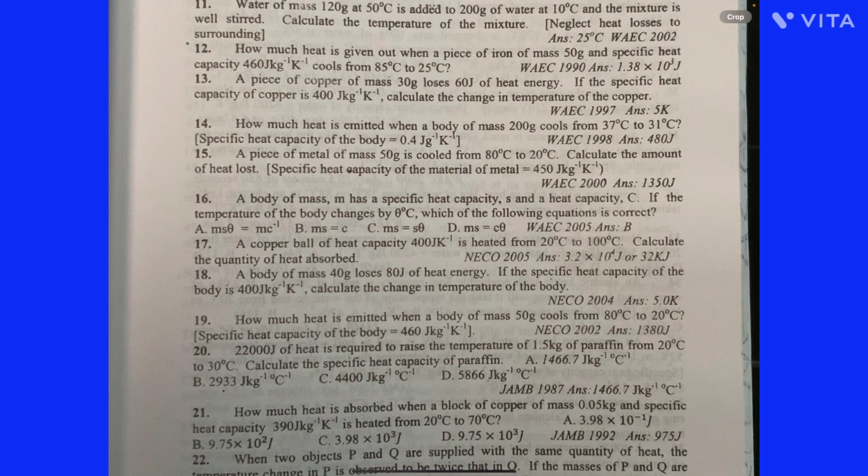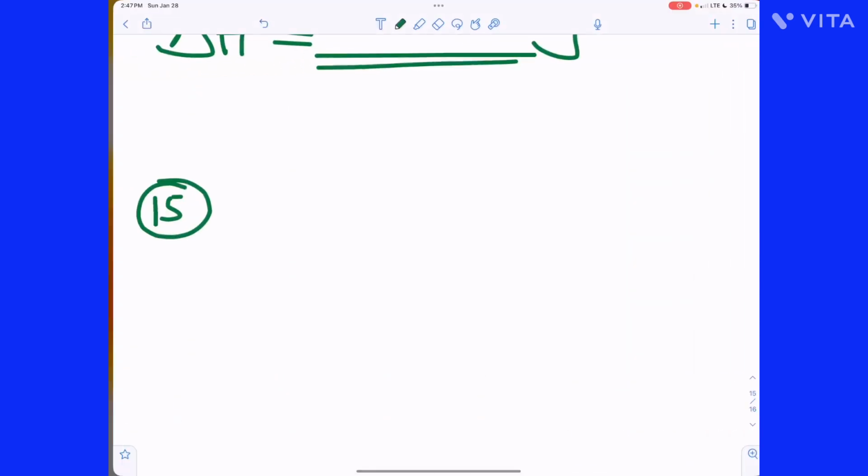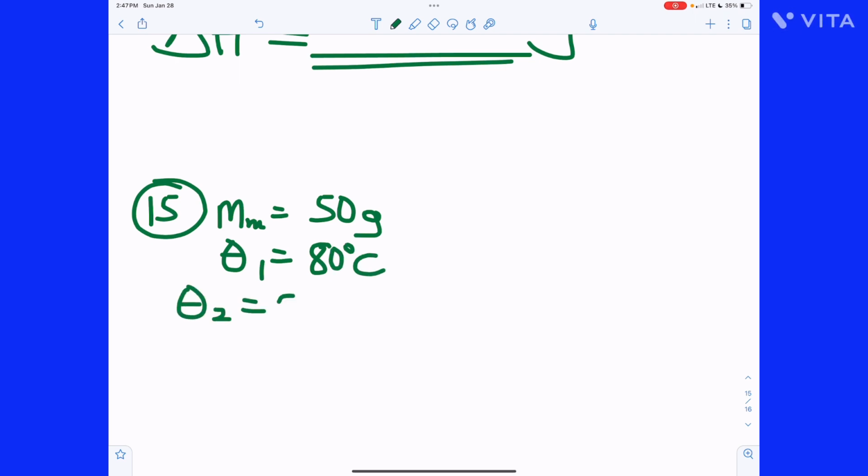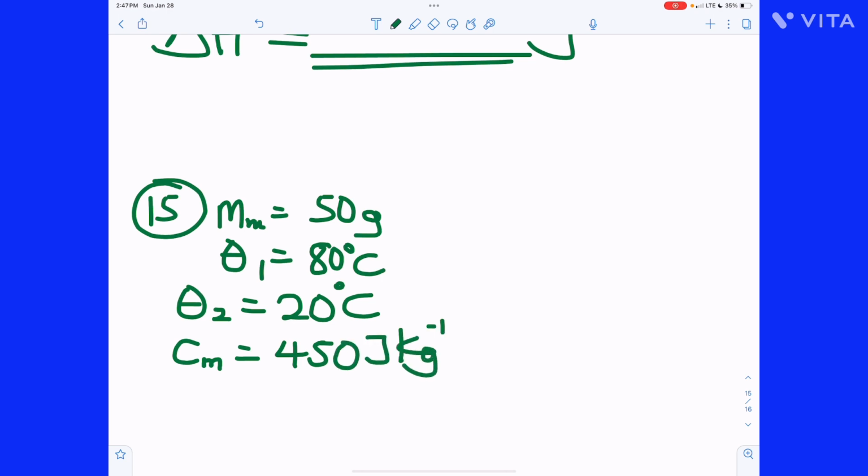A piece of metal of mass 50 grams is cooled from 80 to 20. Calculate the amount of heat lost. The metal's material has a specific heat capacity of 450 joules per kilogram per Kelvin. Okay, mass of the metal 50 grams. Initial temperature 80 degrees Celsius. Final temperature 20 degrees Celsius. So specific heat capacity of the metal 450 joules per kilogram per Kelvin.